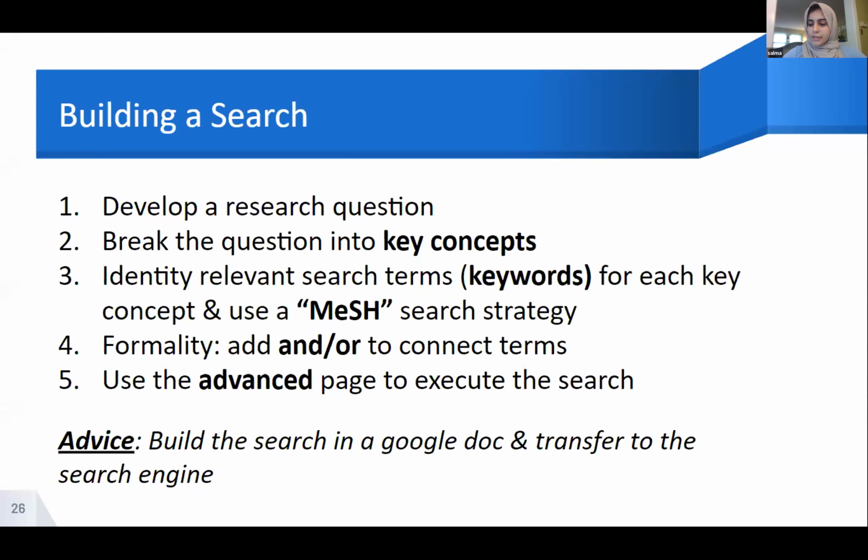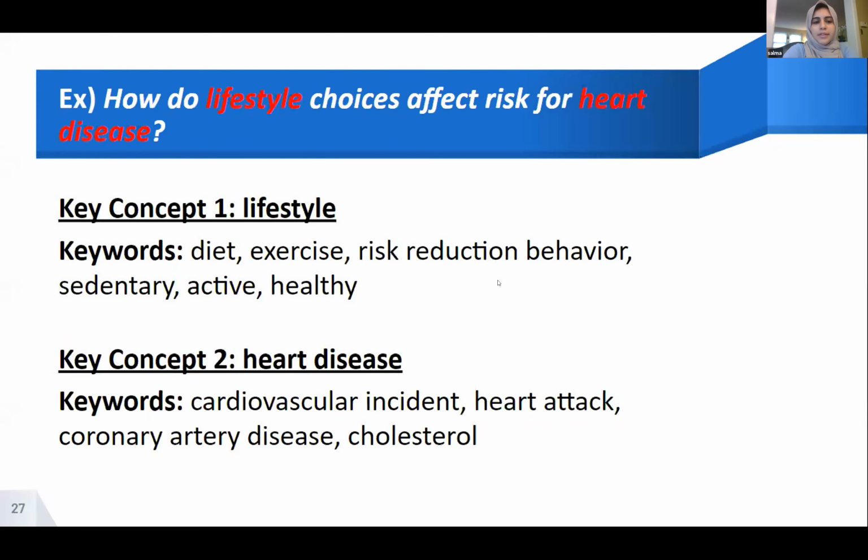My advice would be to build your search in a Google Doc and then transfer it into the PubMed search box. I'll go over what that looks like. Say, for instance, you want to look at lifestyle and its effect on heart disease. That's a pretty broad question, and also not really a good research question, but for the purpose of simplicity, we'll go with that.